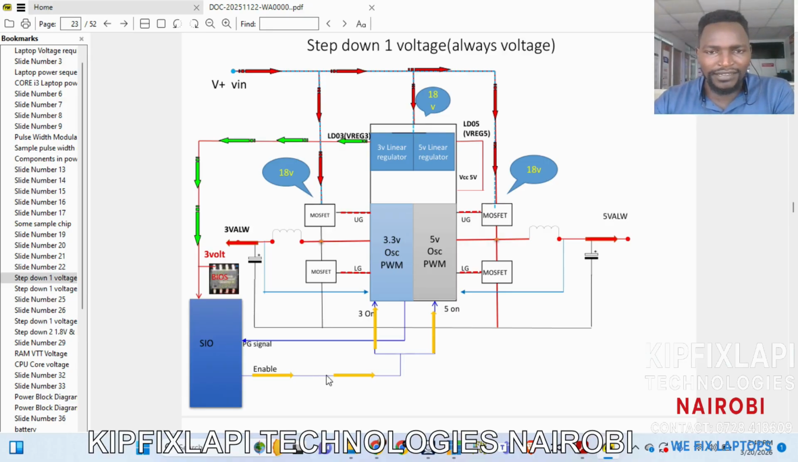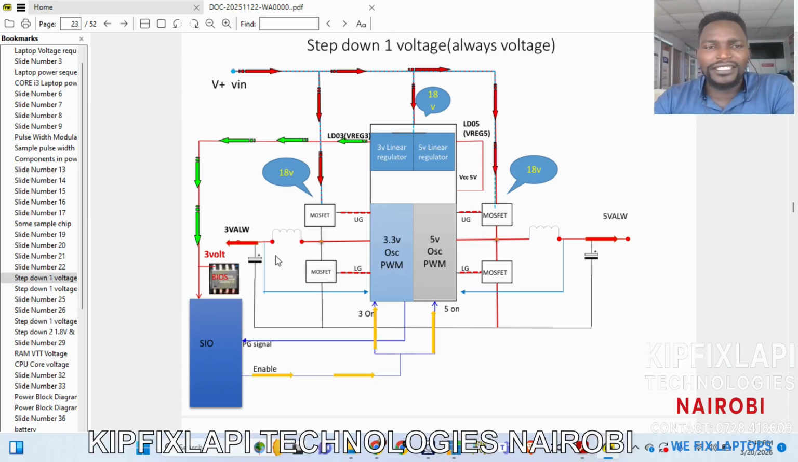So as you can see, the enabling signals can go in. Then it is split into two, whereby you have the split of 3.3 on, and then the split of 5.0 on. So these are the signals which are sent to this IC to be used in enabling that power control.